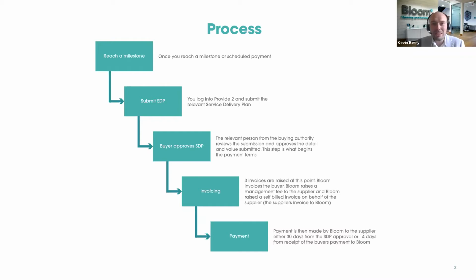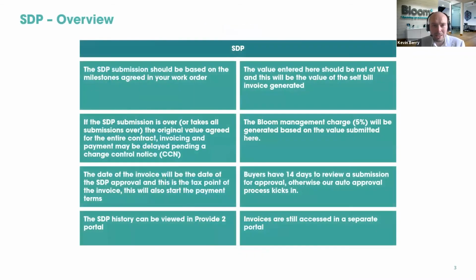So diving into the service delivery plan slightly more in depth from my point of view, some of the key points within this, really the submission you're making should, in the majority of circumstances, be in line with the work order you agreed in terms of the value and the actual milestone that is being submitted. The value that you guys enter here on this submission is always net of VAT. And again, you'll see some of these fields as we go through the demonstration with Ben next.